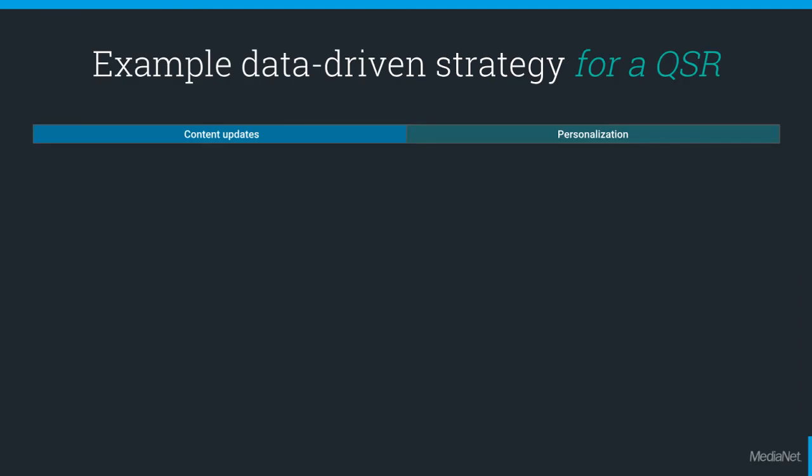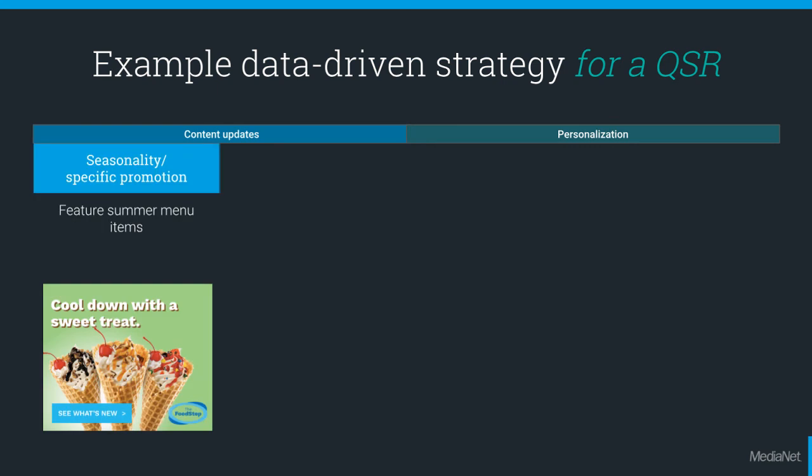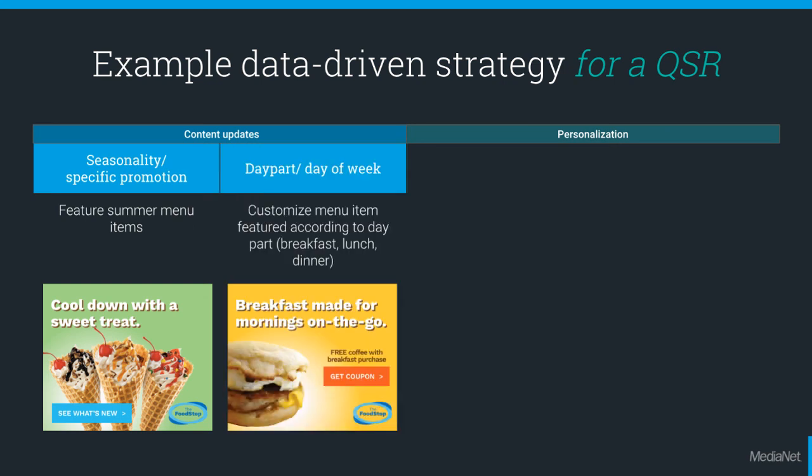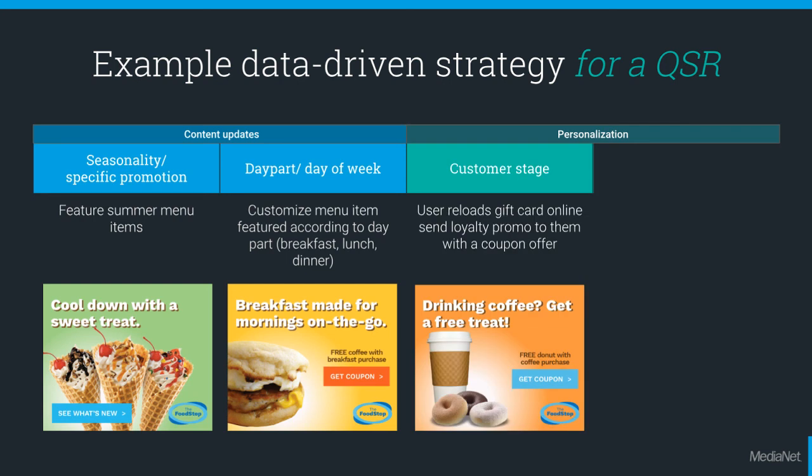Let's explore a few examples for data-driven campaigns for a quick-serve restaurant. First, we could run a seasonal or specific time promotion, such as a summer menu item. We could also customize messaging based on day part. So if I had different breakfast menu items versus dinner menu items, you could change it based on the time of day. You could also customize based on targeting audience segments, so offering a coupon offer to users who have reloaded their gift card on your website.